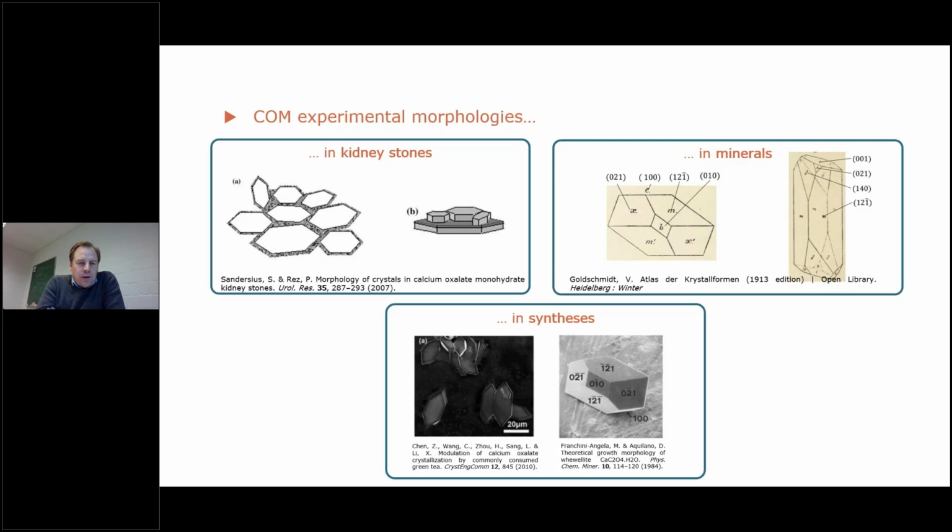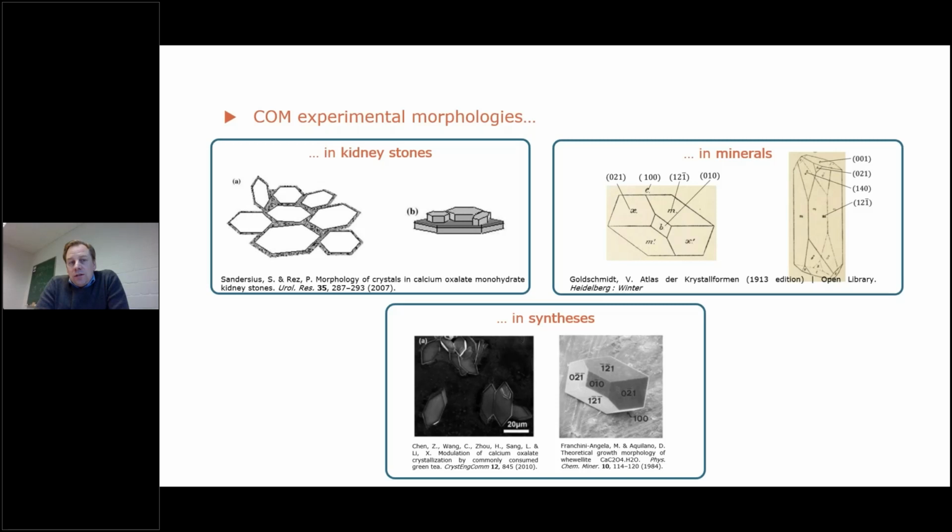Depending on the environment where the calcium oxalate is formed, you will have a different morphology. In the kidney stones, it's typically some plaquettes. You see these hexagonal plaquettes or platelets. And in nature, you find also oxalates. By the way, oxalates, you can find that in plants.